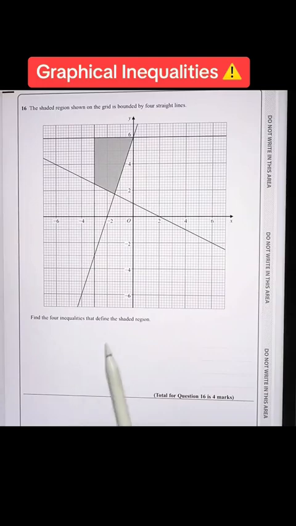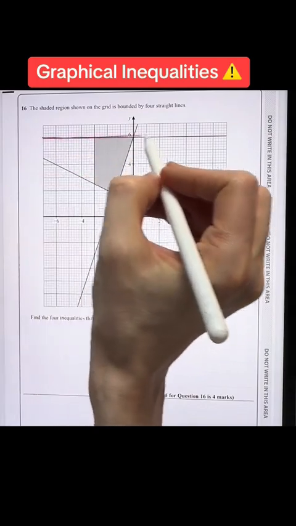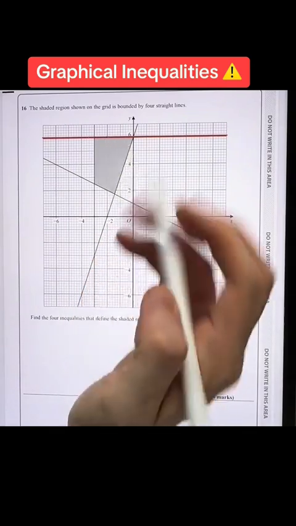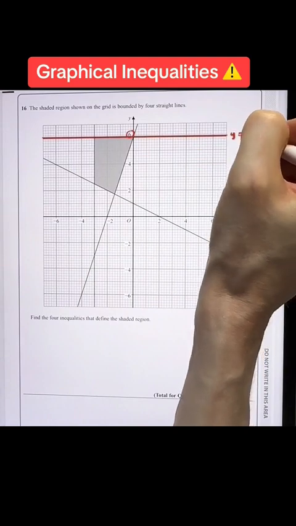Find the four inequalities that define the shaded region. First, look at my horizontal line. I can see that on that horizontal line, each coordinate has a y value of 6. Therefore, the horizontal line here is y equals 6.